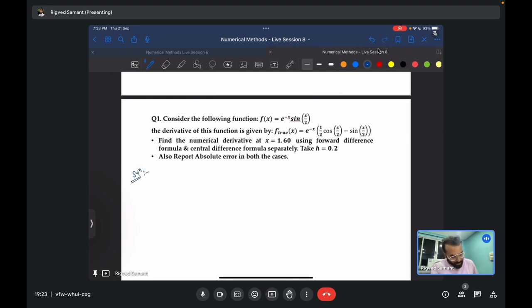The first question is: consider the following function. The derivative of this function is given by this. So you have been given a function f of x and f dash of x, which you can call y and y dash. The true y dash has already been given to you.